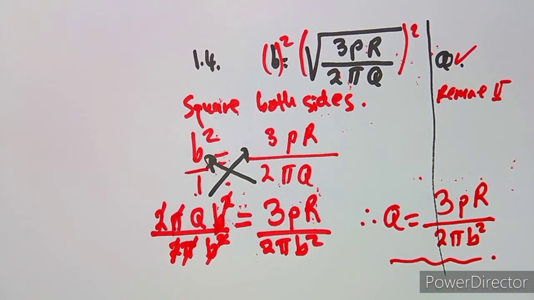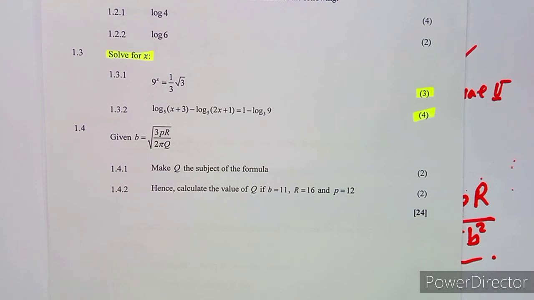So guys, that's how they ask these questions. If you are to cross check on these typical questions, that's how they ask them, and you're supposed to be very, very careful the way you attempt the question that you're given. So anyways, from that part now we're asked, hence calculate the value of q. We now need to find the value of q if b is equal to 11, r is equal to 16, and p is equivalent to 12. What is going to be the value of q?